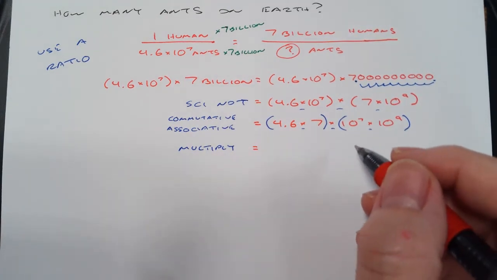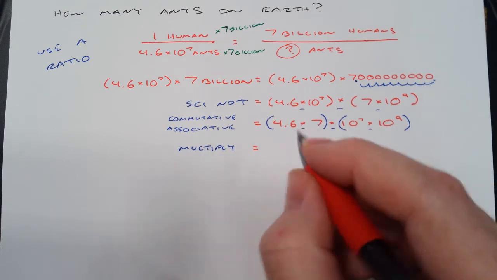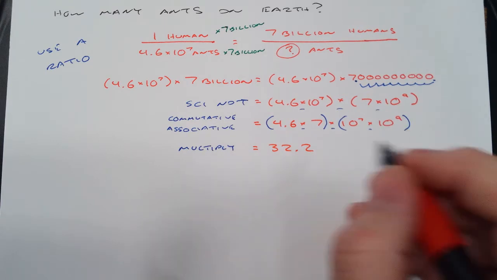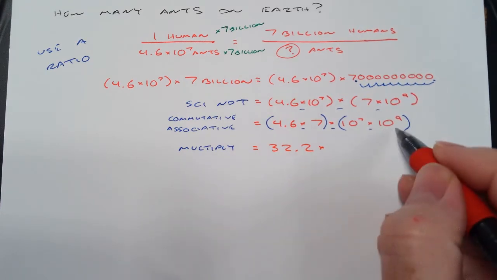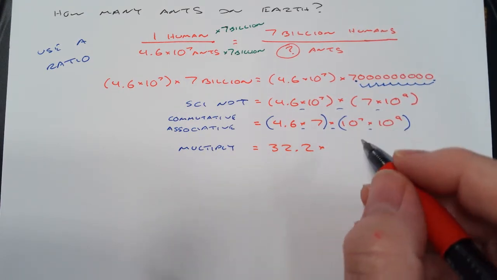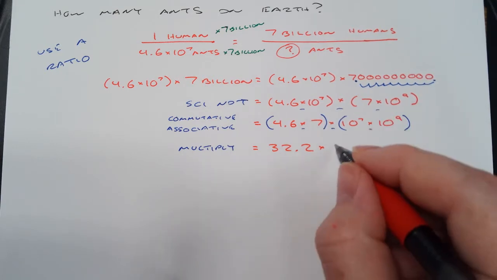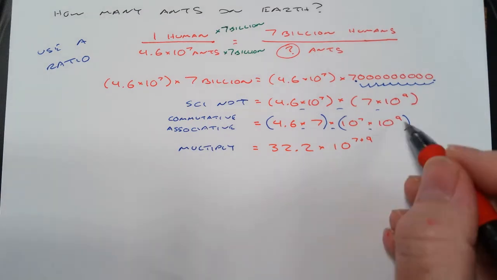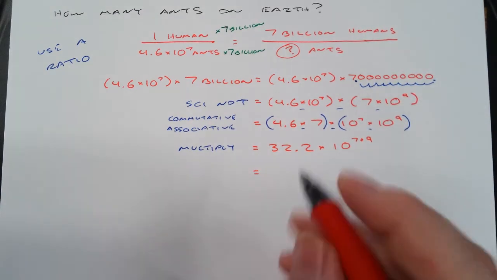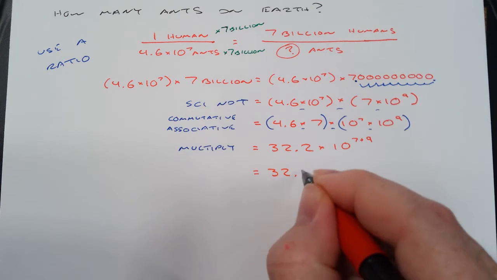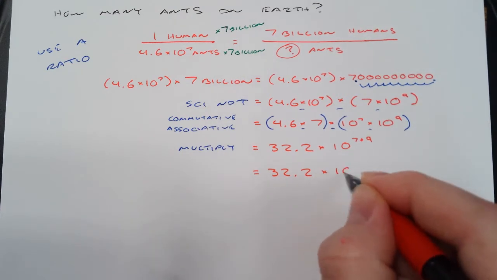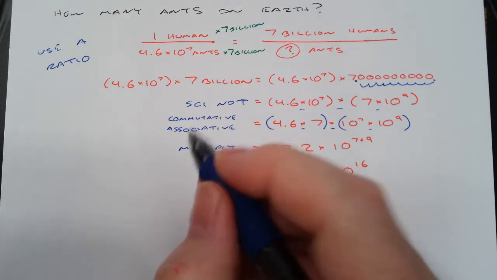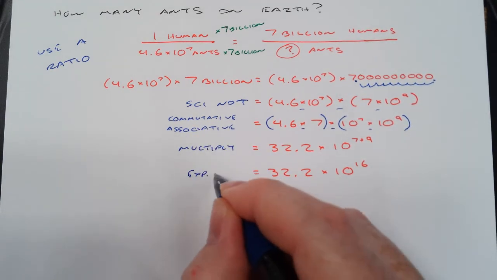Now this is where I'm okay if you use a calculator. 4.6 times 7 works out to 32.2. And we're multiplying the same base, and so if we go all the way back to our exponent rules, when we multiply the same base, all we have to do is add the exponents, 7 plus 9. So this gives us 32.2 times 10 to the 16th power after we follow the exponent rule.